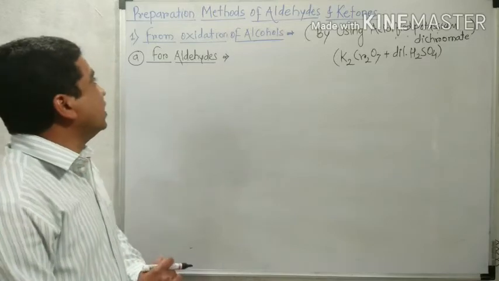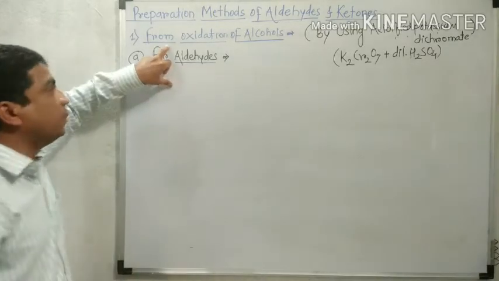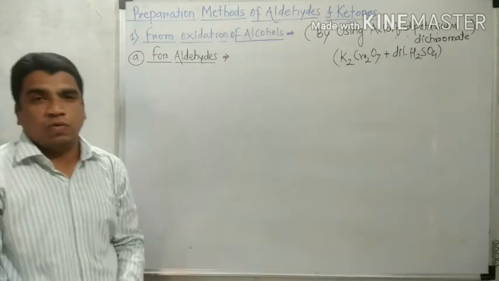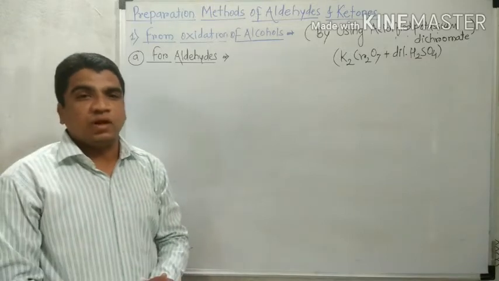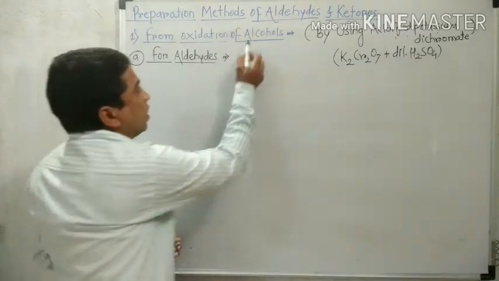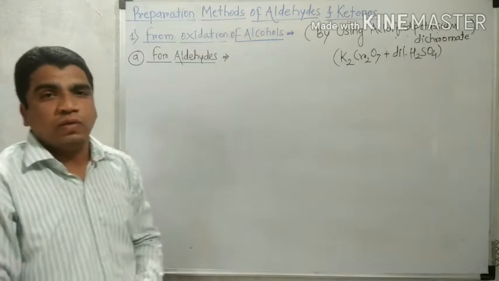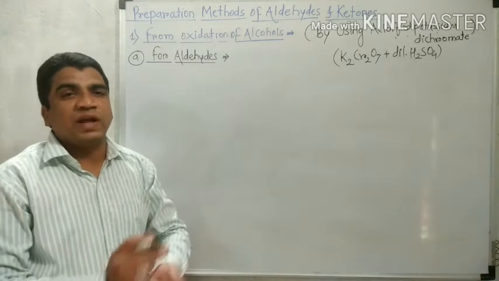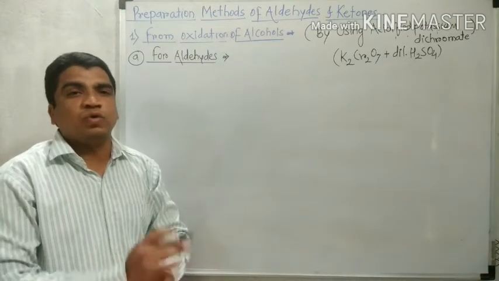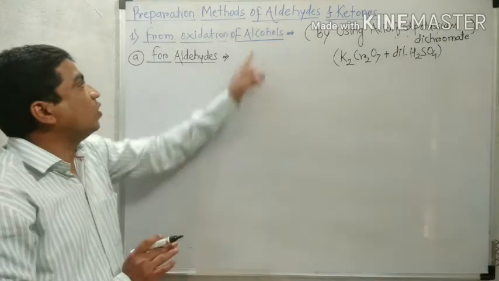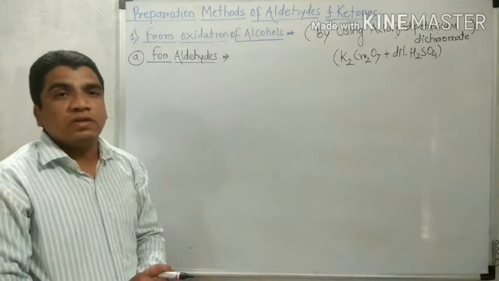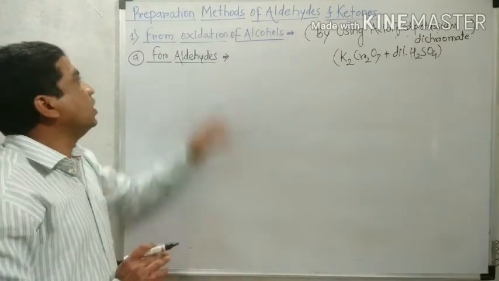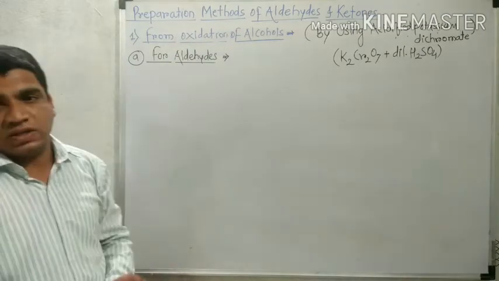Today we are discussing the first important method to prepare aldehyde and ketones, that is, from the oxidation of alcohol. What is an alcohol? We know it is the hydroxy derivative of hydrocarbon, that means a compound that contains an OH group, hydroxy group, in its structure. Our method is the preparation of aldehyde and ketone from that alcohol by using the method of oxidation.